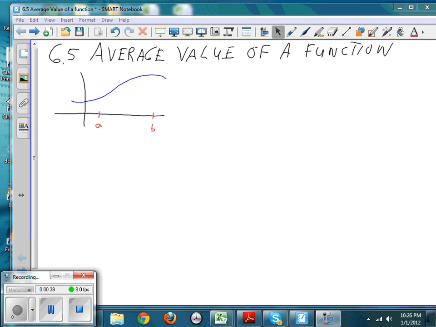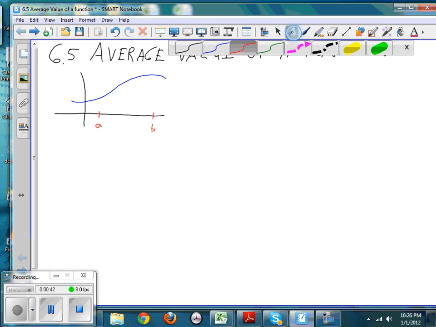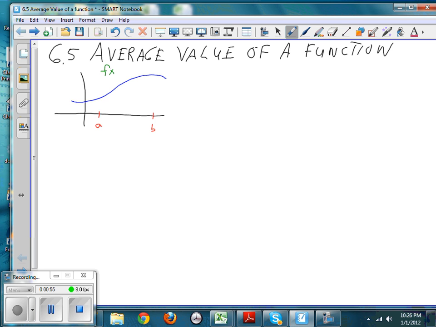I can work some example problems. But 6.5 is called the average value of a function. What are we doing here? Here's a function, f of x, and a little curve goes from A to B. The average value of this thing might sit right there, right? I might say that's the average value of the function.